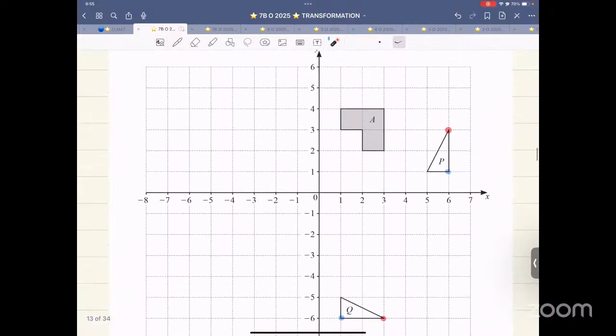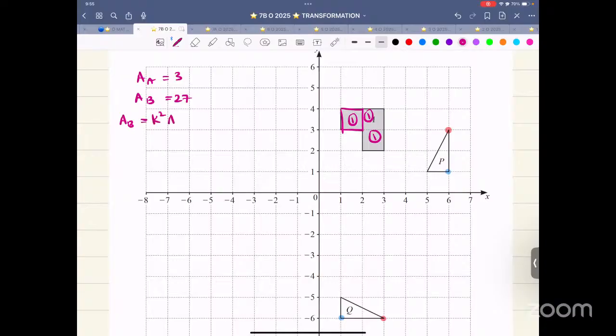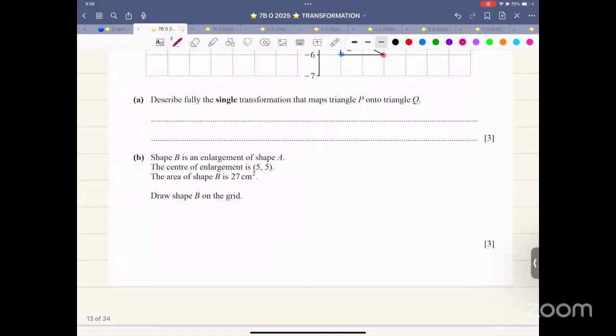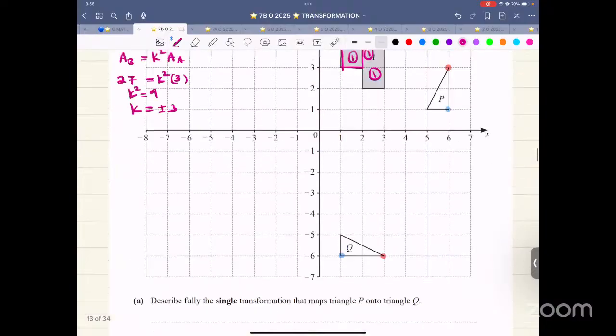Okay, now first of all, we have to figure this out, that this is like a 1 by 1 square. So this has an area of 1, this has an area of 1, this has an area of 1. So area of A is 3. Area of B is 27. So we know that area of B should be k squared times area of A. This is 27, that is k squared times area of A, which is 3. k squared is 9, therefore k is plus or minus 3. And they are not saying anything about the plus or minus 3, so I'll just stick with the plus sign.